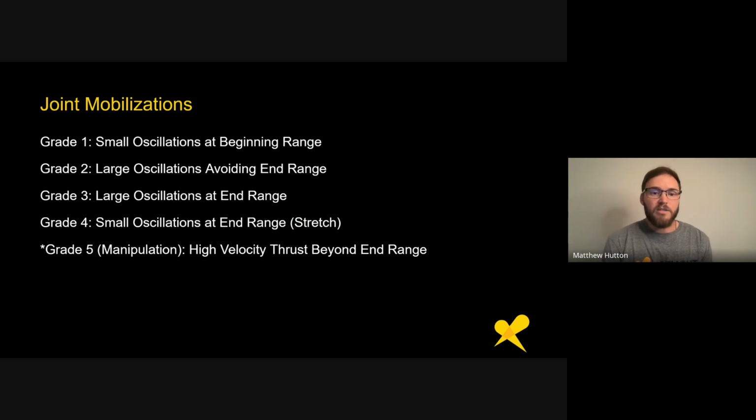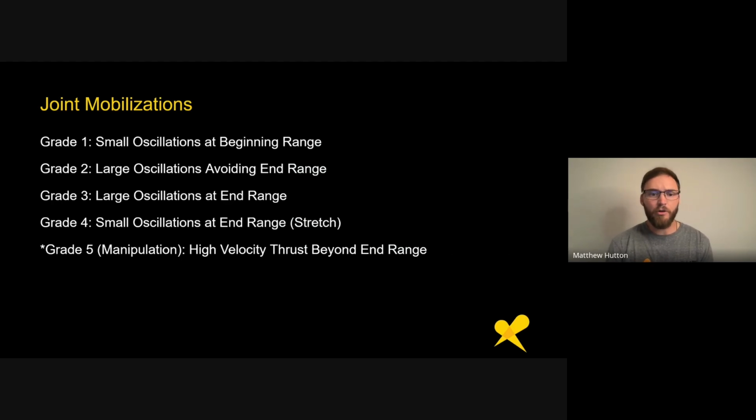So going through the grades, there's the small oscillations at the beginning range. Basically you're just shaking them out. You're getting them to relax and loosen up. And most of the time, this is just going to be a pain modulation treatment. You're not actually trying to change the tissue capacity. You're not trying to increase range of motion or anything.